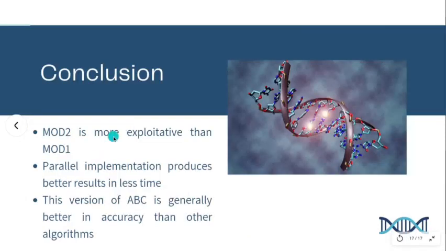So in conclusion, Mod 2 was more exploitative than Mod 1, even though Mod 1 also eventually produced similar results. This means that Mod 1 is more explorative, and the paper also preferred Mod 1 in that regard. We also saw that parallel implementation of these modifications produced better results in less time, and this entire proposed algorithm with modifications and parallel versions was generally found to be better in accuracy than other existing algorithms.